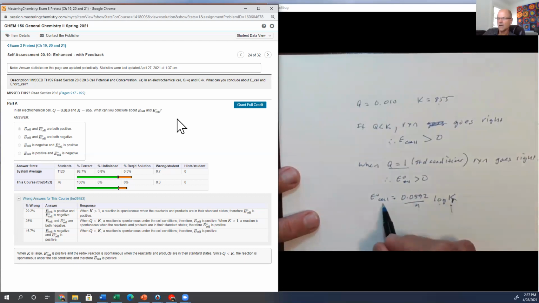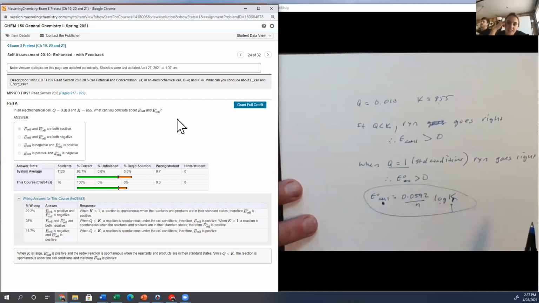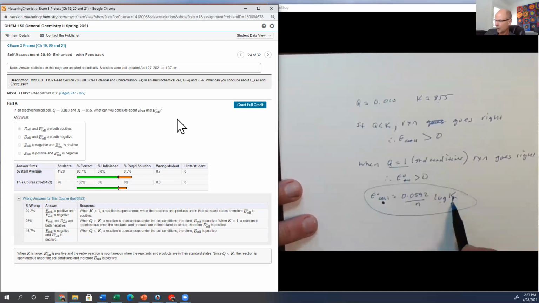And what does that tell you about E naught cell? Positive. It's also positive. Does that make sense? And if K is less than 1, it's negative. Correct. K is less than 1, so it's negative, because if K is less than 1, that means that when Q is equal to 1, this thing's going to the left, which means it's non-spontaneous, which means that E naught cell is negative.